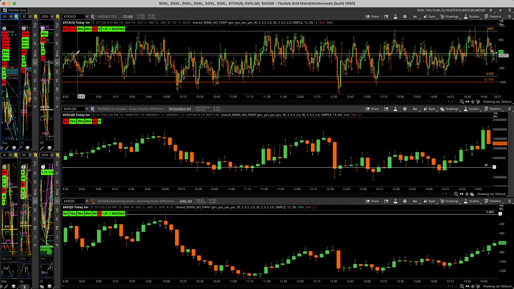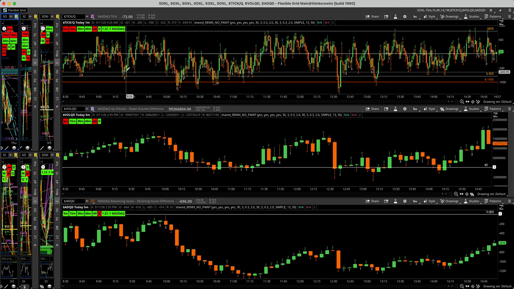If we look over here, we can see the tick opened below the zero line, pushed up above, but didn't really get up into the trend higher zone, just rode the zero line, dropped back below the zero line. Wasn't really doing anything too bullish, basically.